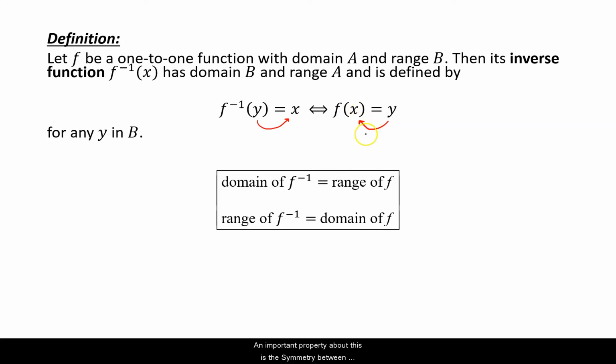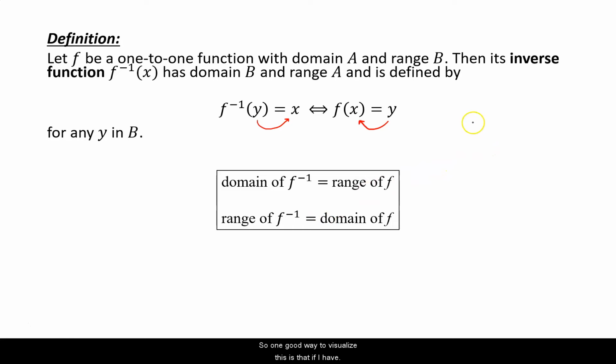An important property about this is the symmetry between the domain and range of our inverse function and the original function. For instance, the domain of our inverse function is equal to the range of our original function, and the range of our inverse function is equal to the domain of our original function.